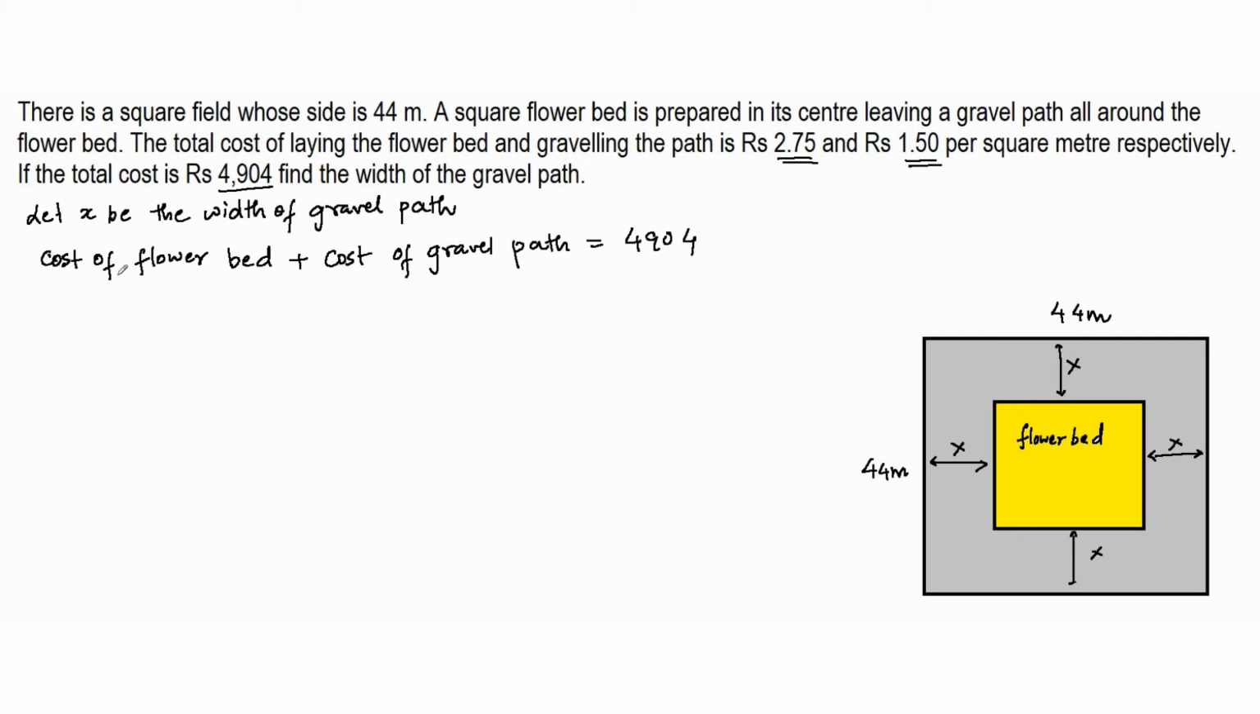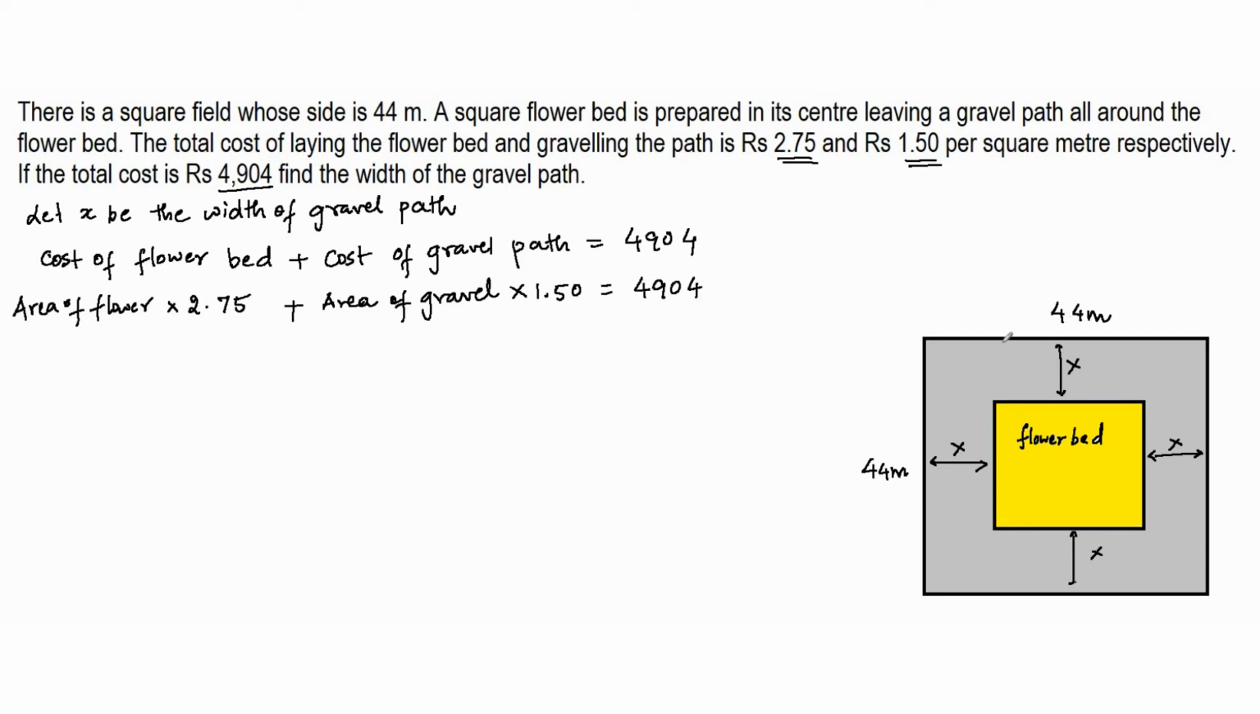Now the cost of the flower bed is going to be the area of the flower bed. They have given the cost for laying the flower bed, it is 2.75 per square meter. So multiplied by 2.75, plus the cost of the gravel path, which is the area of the gravel path multiplied by the rate for the gravel path, 1.50, is equal to 4,904, right?